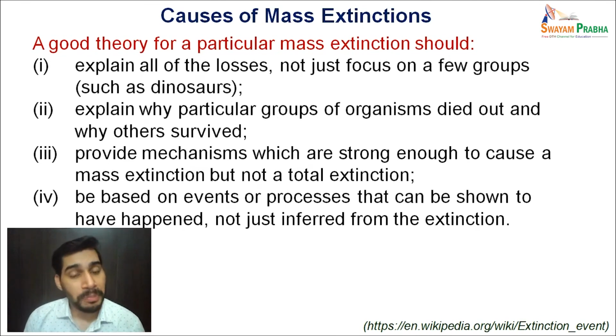Lastly, it should be based on events or processes that can be shown to have happened, not just inferred from the extinction. So you should have some evidence to show that yes, this particular event took place on Earth because of which the mass extinction took place. It should not be simply inferred from the extinction event as such.